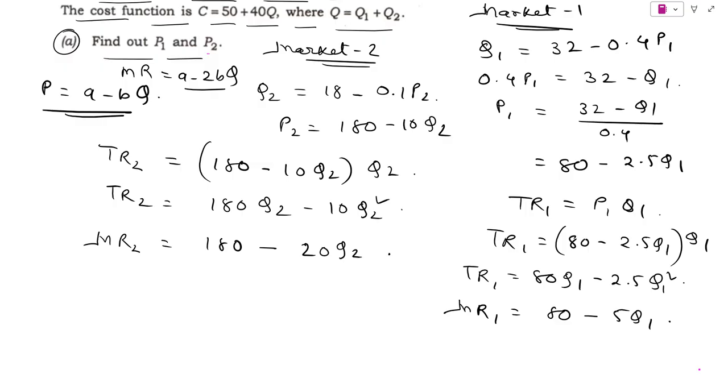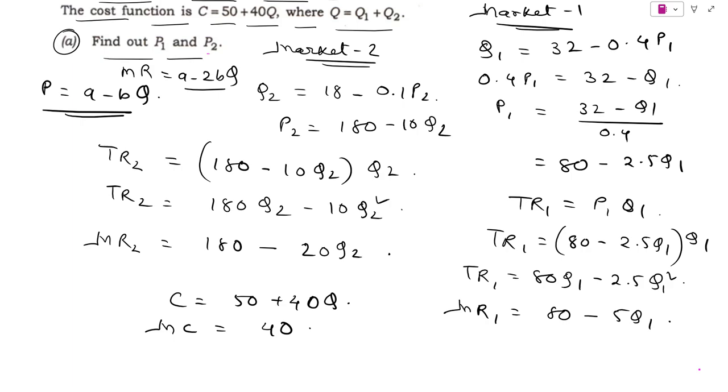Now find the marginal cost. The cost function is C equals 50 plus 40Q. Differentiating, MC is 40. Notice that the fixed cost 50 disappears because the derivative of a constant is 0. Students often become confused by the fixed cost. So remember, fixed cost affects the total cost but never affects the marginal cost. Since the derivative of a constant is 0, the fixed cost disappears while calculating the MC.